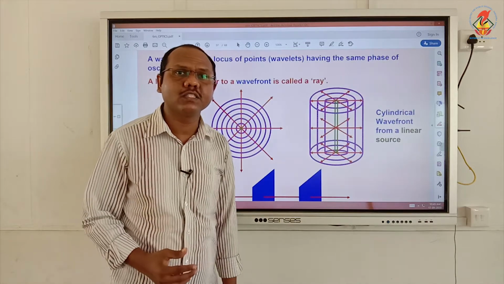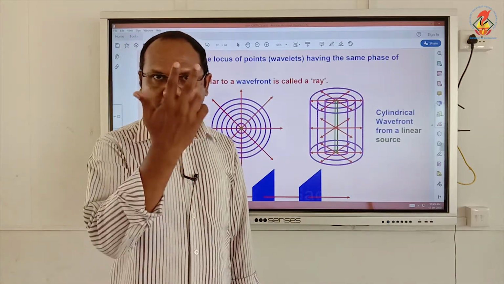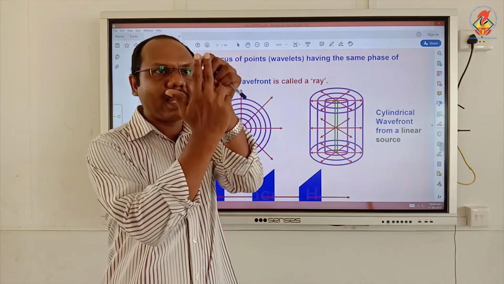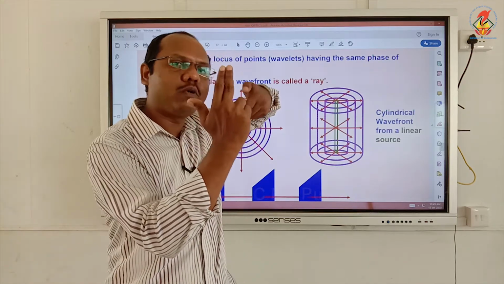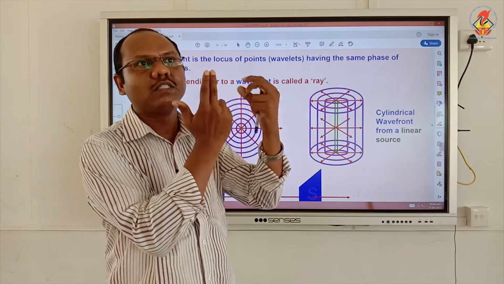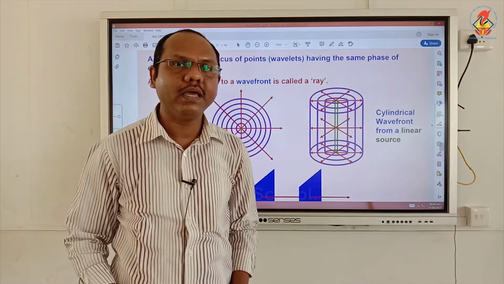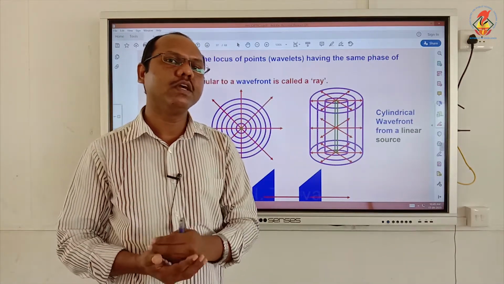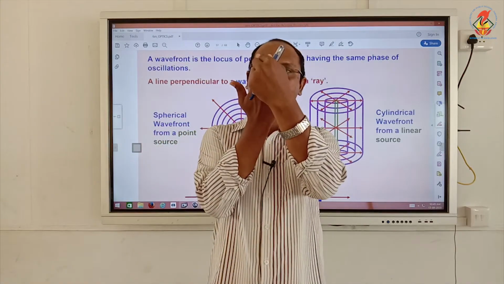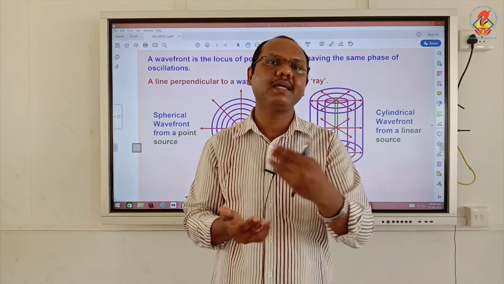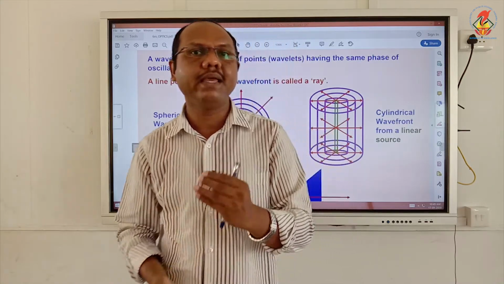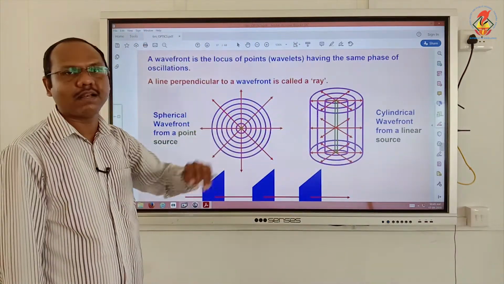What is meant by a linear source? You take a cardboard and cut a small rectangular portion from it, and you put a torch on one side. The light will be coming only through that rectangular slit. So the rectangular slit will be acting as a linear source, and a linear source produces a cylindrical wavefront.